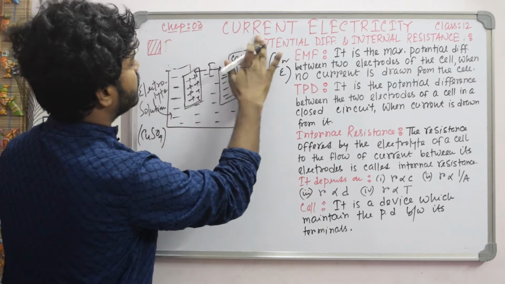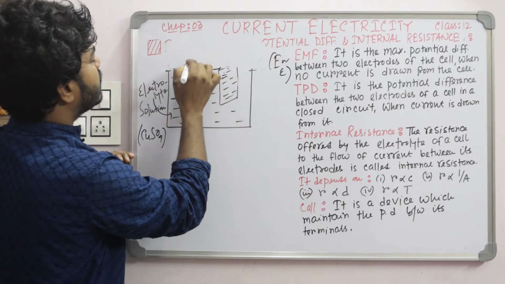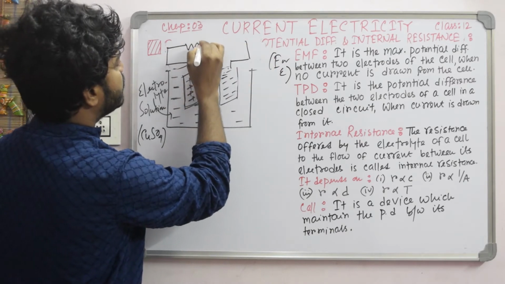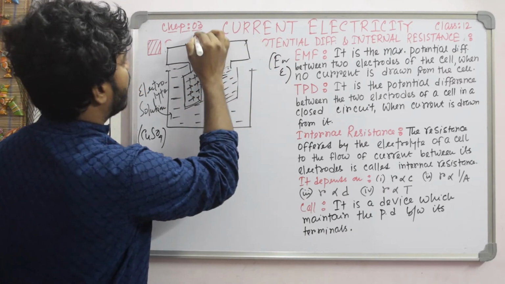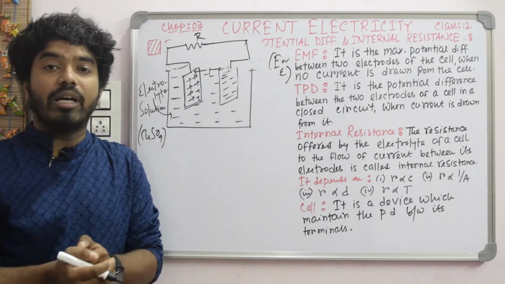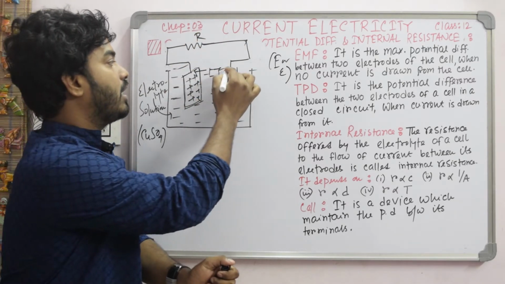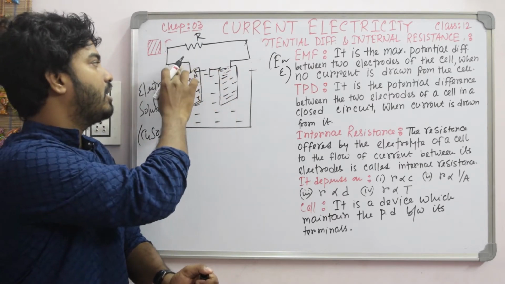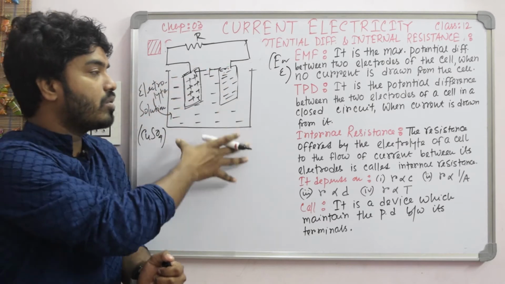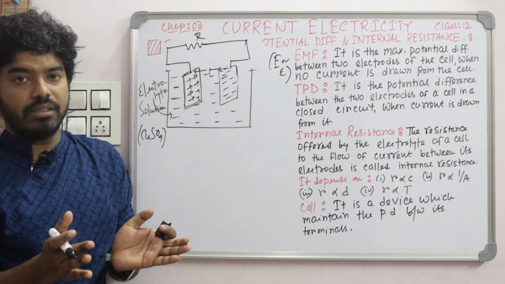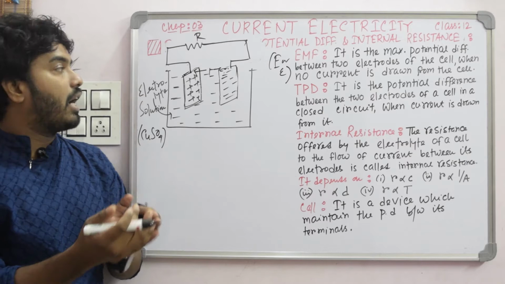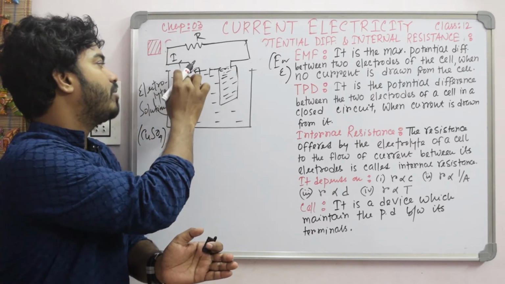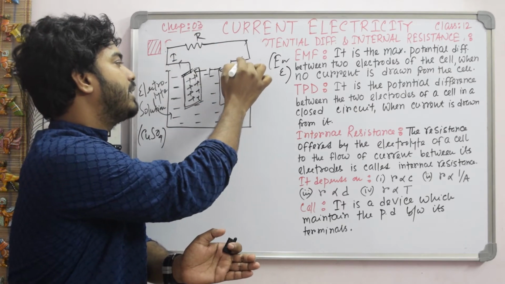Now suppose I am connecting this cell with an external circuit. Suppose this anode and this cathode are connected with an external resistance capital R. Now what happened? When these two plates are connected with an external resistance capital R, current flows, the circuit is closed circuit, not open circuit. When the circuit is closed, current flows from the positive plate to the negative plate. Suppose the current I flows from the positive plate to the negative plate.